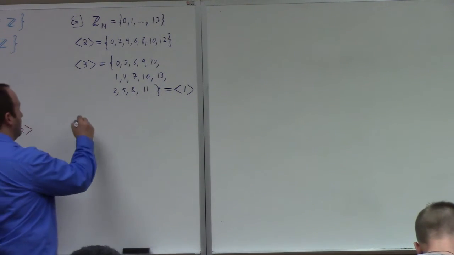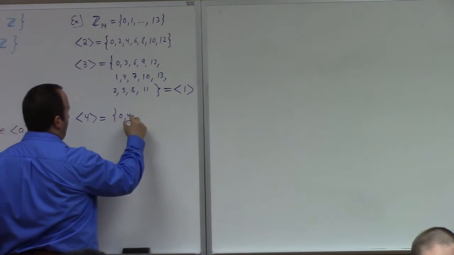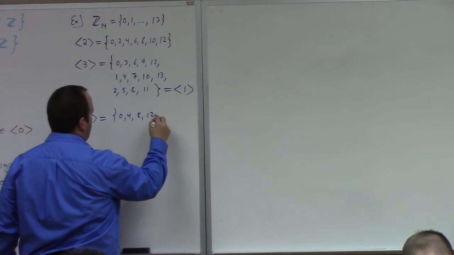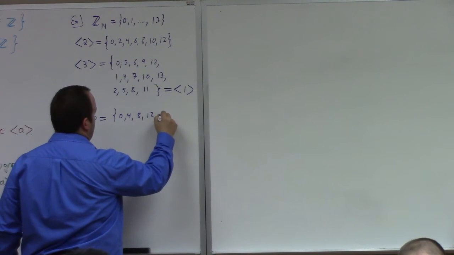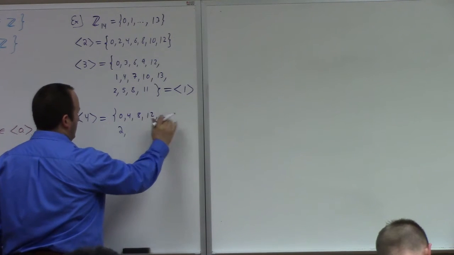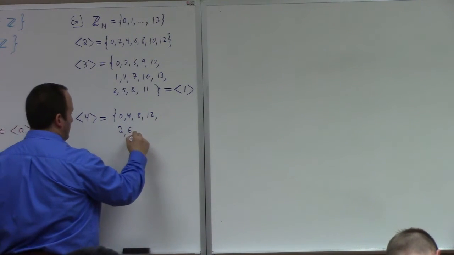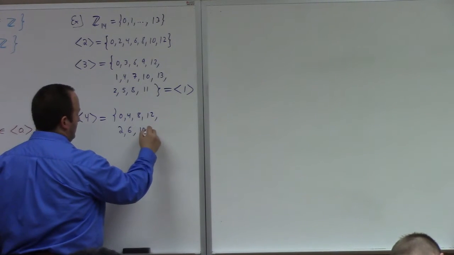What if we look at 4? 0, 4, 8, 12. What do we get next? 16, which is 2. I'll write 2 down here. Then what? 6, 10. Oh, and then we're back.